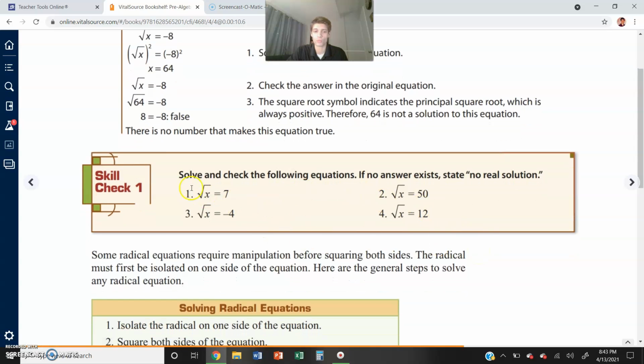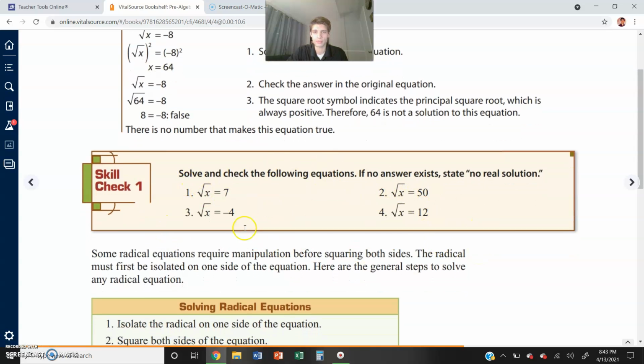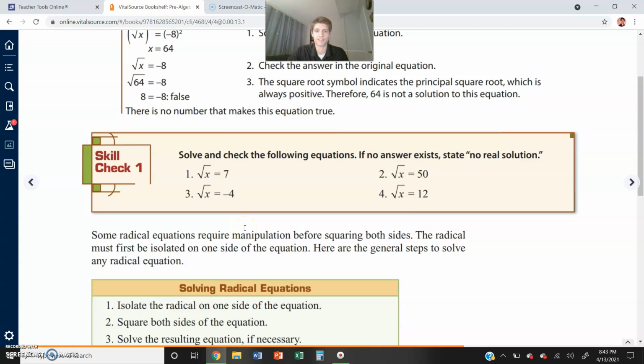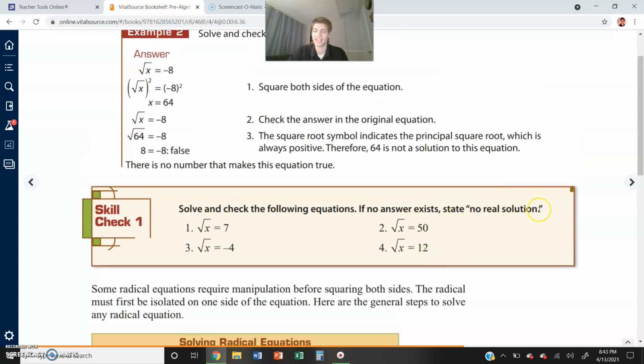So if you look at skill checkbox number 1, I want you to do this with me. I'm going to tell you the answers really fast. But there's one of them that will have no real solution, and you should be able to spot it right away. Do you see what it is? Well, according to our rule, it's a square root sign with just the x inside that's equal to a negative number. Well, 1 doesn't check, 2 doesn't check, 4, all these numbers are positive. Look at number 3. So number 3 is the only one that will say no real solution.